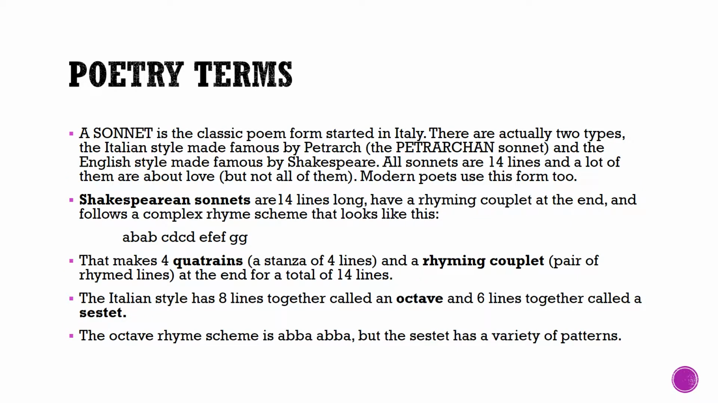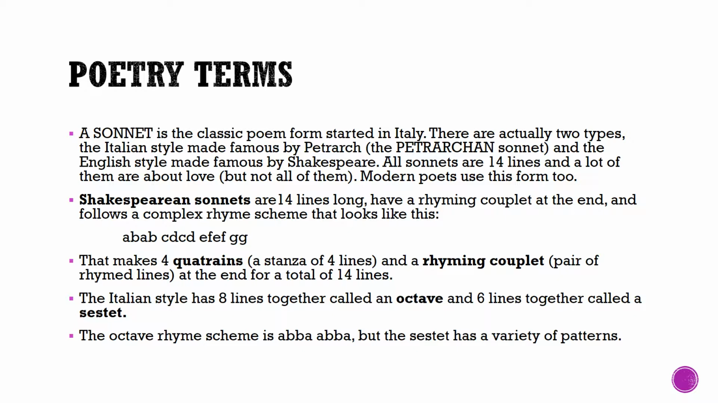A sonnet is the classic form started in Italy. There are actually two types. Actually, there are three, but we only need to worry about two. There's the Italian style made famous by Petrarch, the Petrarchan sonnet, and the English style made famous by Shakespeare. All sonnets are 14 lines, and a lot of them are about love, but not all of them. Modern poets writing now also use this form, and their sonnets tend to be less romantic than the old school ones.